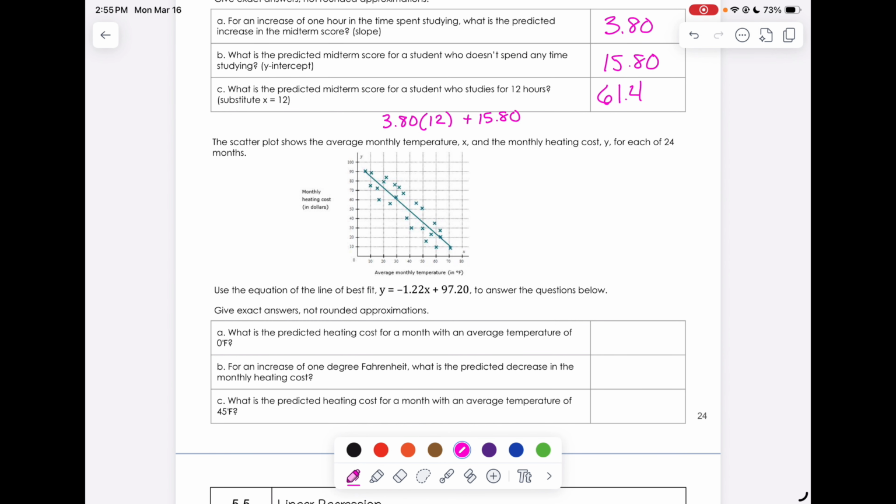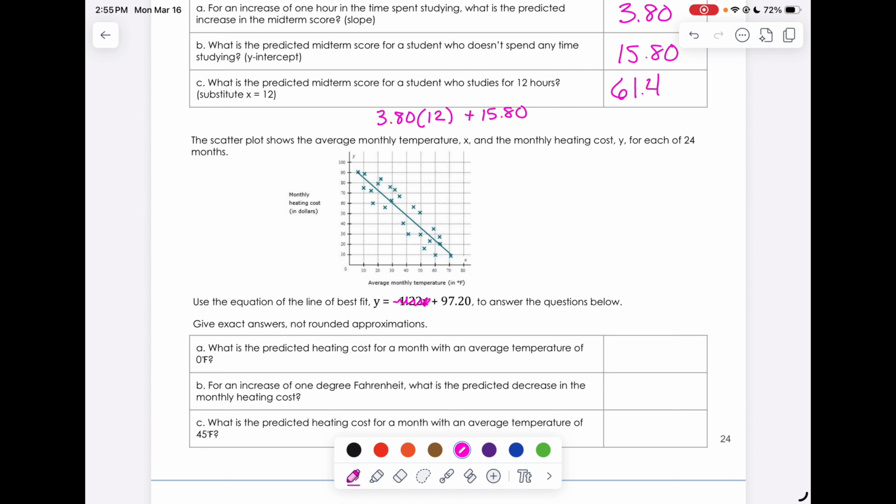So we got, what is the predicted heating cost for a month with an average temperature of 0 degrees Fahrenheit? So you're going to plug in that 0 for x, which cancels that out, right? Because anything times 0 is 0. Therefore, our answer is our y-intercept, which is 97.20. So that's going to be our predicted heating cost for a month with an average temperature of 0 degrees Fahrenheit.